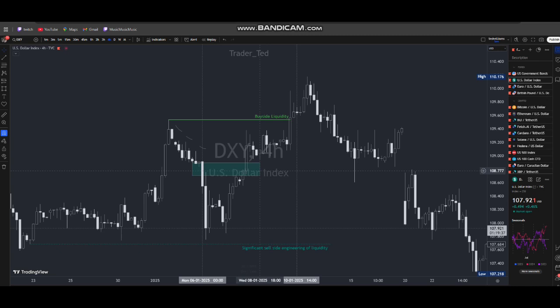Now, as soon as this happened, this is where you want to be setting up, getting ready to anticipate this move towards and locating the tracks market participants left behind. And in this case, it's going to be our 4-hour fair value gap.